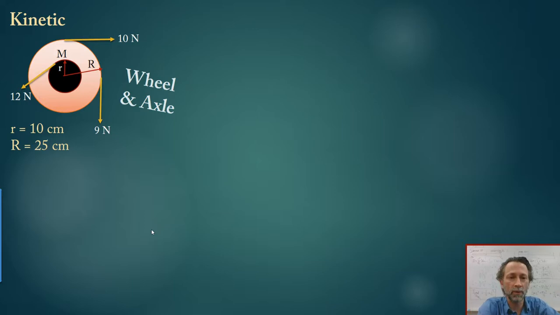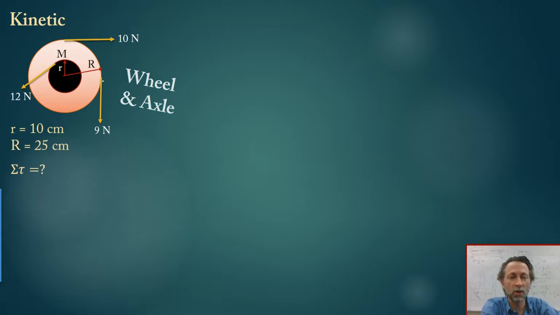And we're going to start with a wheel and axle. So I have a wheel that's this big wheel on the outside, big radius, and then I have a small axle on the inside with a small radius. I would convert those into meters as my first thing I would look at there. And then I have a force that's acting on each one of those circles. So there's a force on the outside here of 9 newtons, a force on the outside here of 10, and a force on the inside here of 12 newtons.